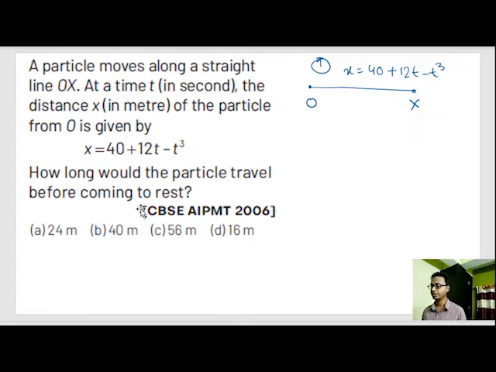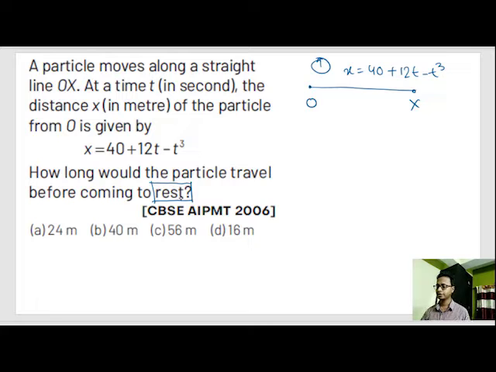before coming to rest? That means rest. Whenever the term rest is mentioned, that means velocity is equal to 0. It can be either coming to rest, that means final velocity is equal to 0, or it might be starting from rest, which means initial velocity is equal to 0. The rest in this chapter means velocity is equal to 0.